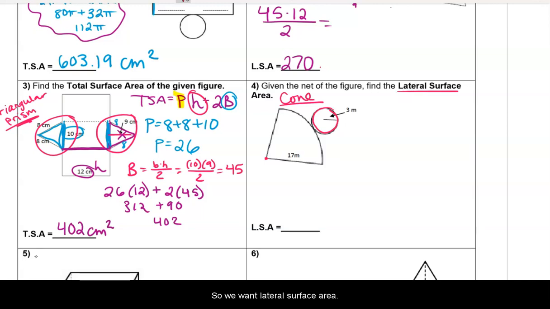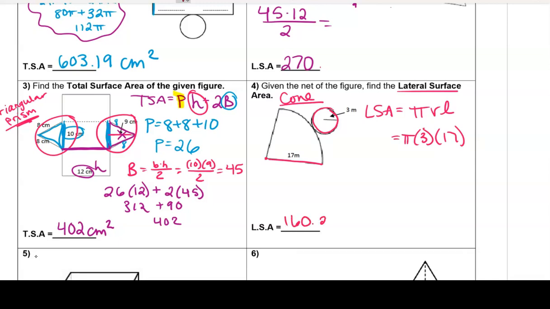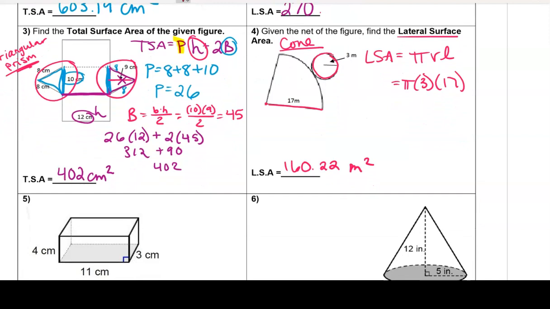So we want lateral surface area. Okay, lateral surface area is pi r L, where L is the slant height. That's 17 here. And I bet you can guess that our radius is 3. When we put that into a calculator, we end up getting 160.22 centimeters squared. All right.